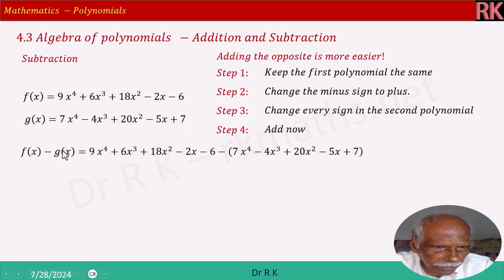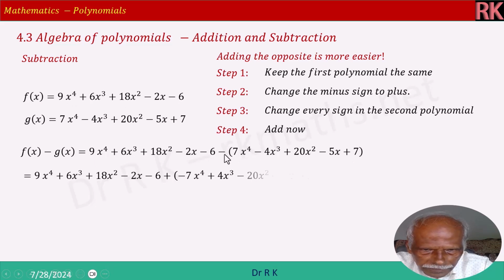So f of x minus g of x is, I retain the first polynomial and then minus, and then the second polynomial is this. I just have to change this minus sign to plus and then change the coefficients to the opposite sign throughout. So plus 7 is minus 7, minus 4 is plus 4, plus 20 is minus 20, minus 5 is plus 5 and plus 7 is minus 7. Now simply add the like terms.